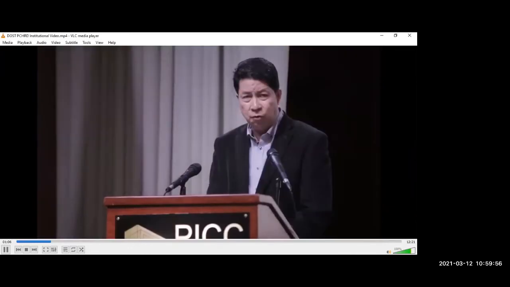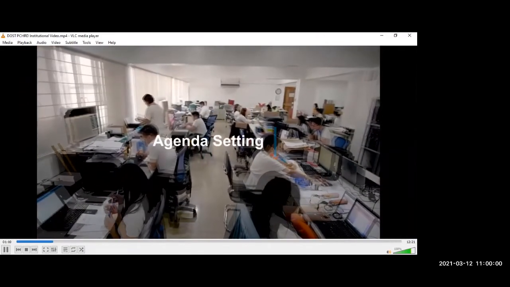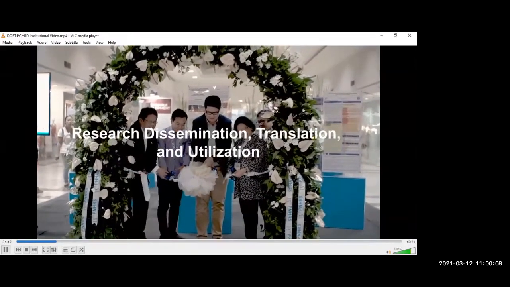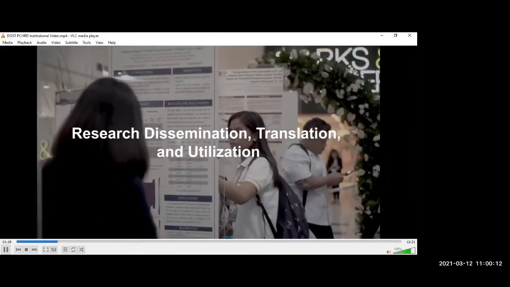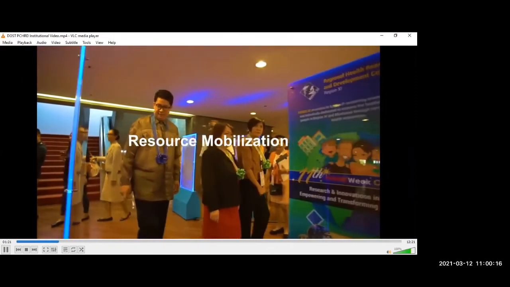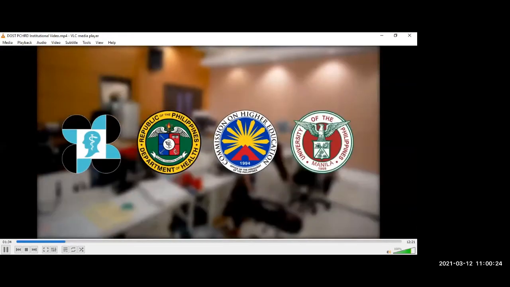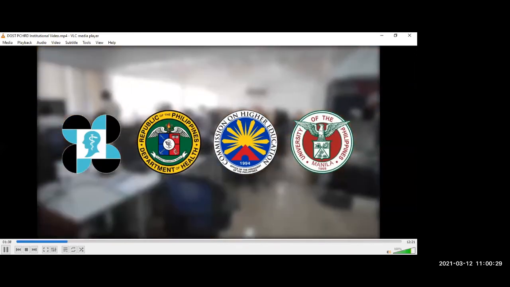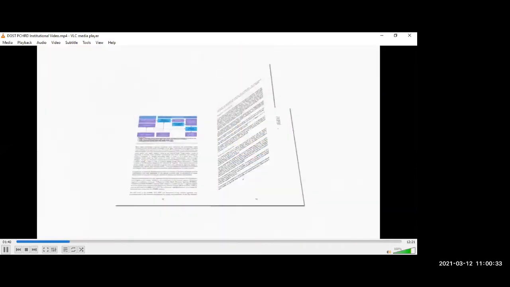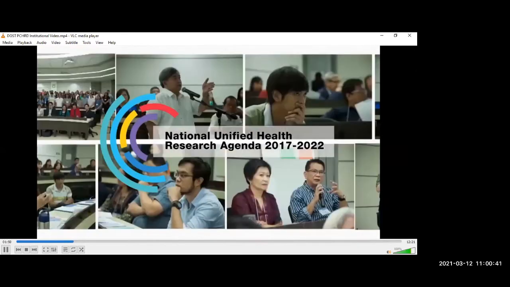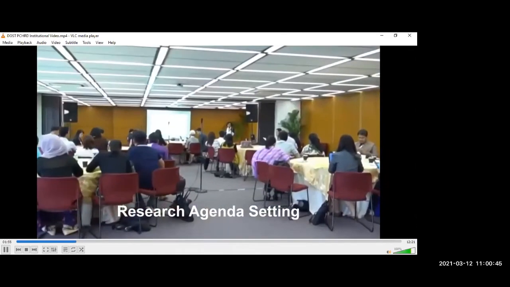The PCHRD has grown and expanded its services in the areas of agenda setting, research management, capacity building, research dissemination, translation and utilization, resource mobilization, and national and international collaborations. The Council, together with the Department of Health, the Commission on Higher Education, and the National Institutes of Health of UP Manila, sets the national agenda for health research. It does this by formulating the 6-year National Unified Health Research Agenda, or NURA, which guides researchers who are seeking research funding. This national agenda-setting exercise was cited by the Council on Health Research for Development in Geneva as a model for low to middle-income countries in 2006.